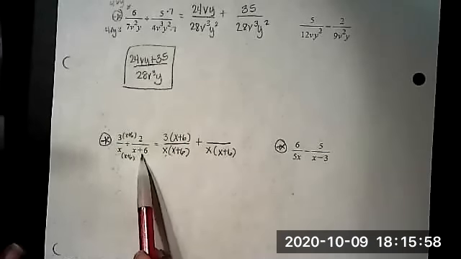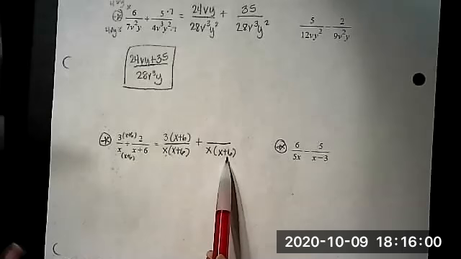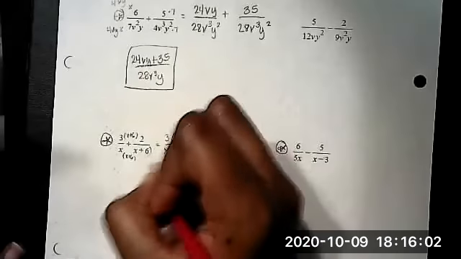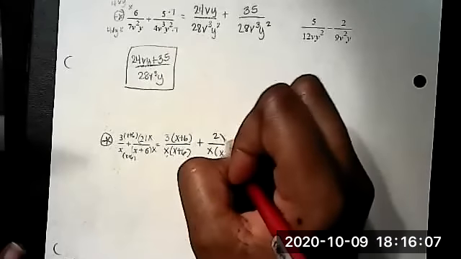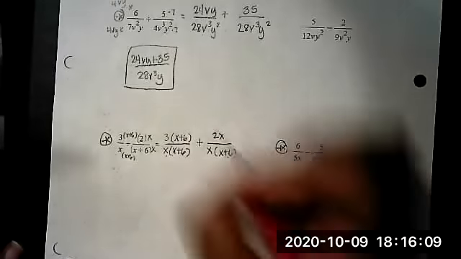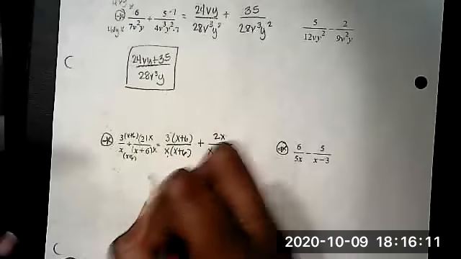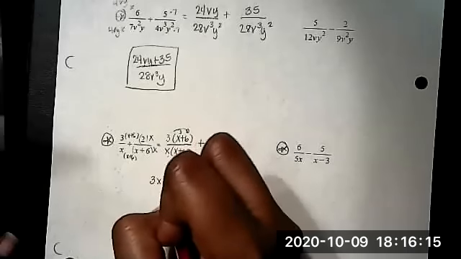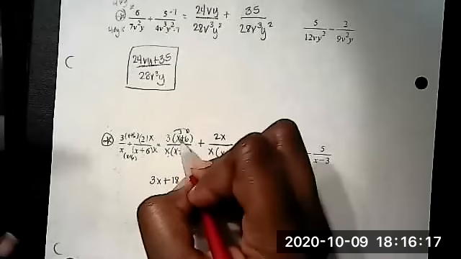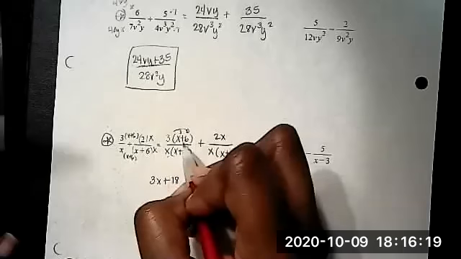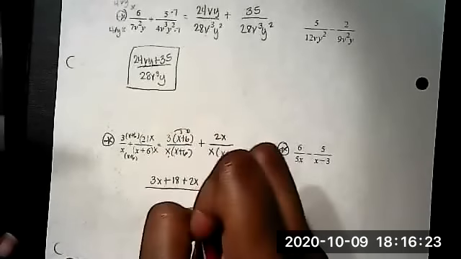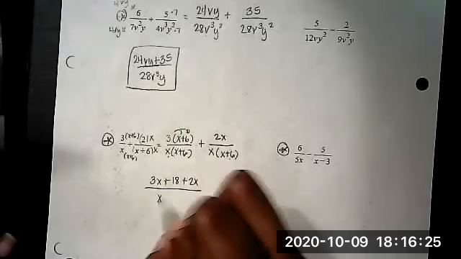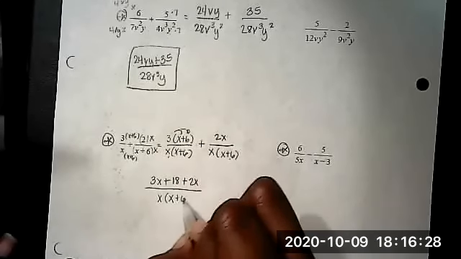What did I have to multiply by x plus 6 to get x times x plus 6? Clearly x. If I multiply the bottom by x, I have to multiply the top by x. That becomes 2x. So now let's put them together. I'm going to distribute as I do it, 3x. So this becomes 3x plus 18, because I distributed, plus 2x over x times x plus 6.